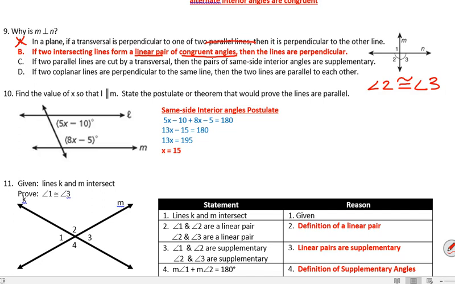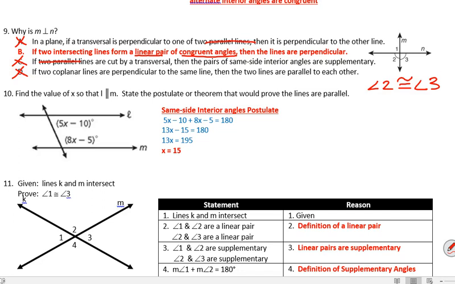Part C says if two parallel lines, again, we don't have two parallel lines, so that can't be the answer. And D says if two coplanar lines are perpendicular to the same line, the two lines are parallel to each other. Again, we don't have any parallel lines, and we don't have two lines that are perpendicular to the same line. So by deductive reasoning, we can conclude that the answer here is B, even if we couldn't figure it out by the fact that linear pairs of congruent angles produce perpendicular lines.